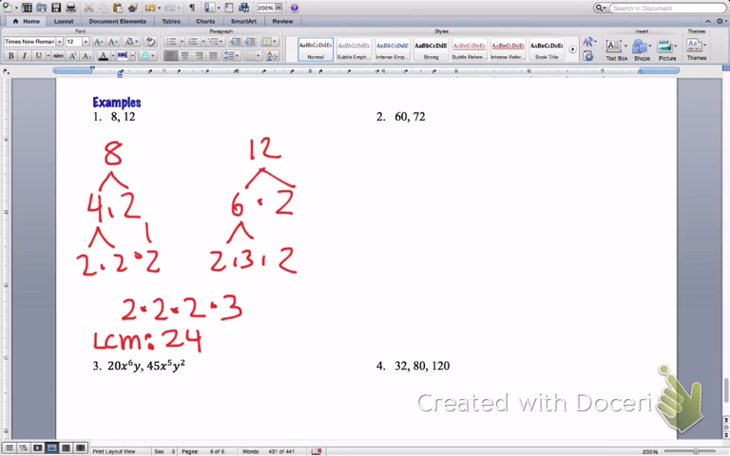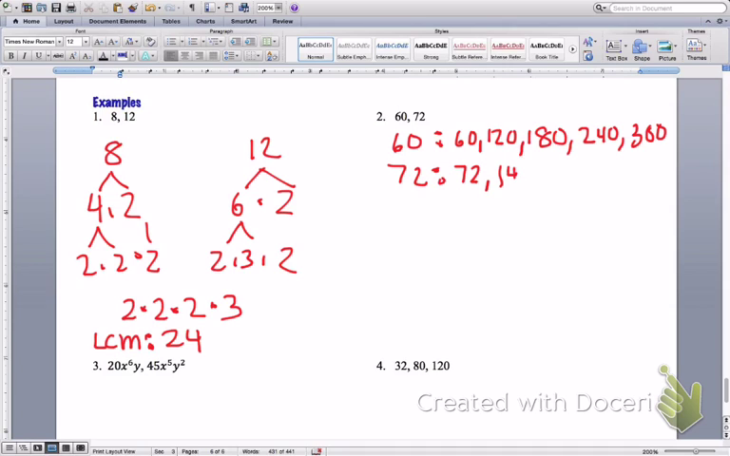Let's go ahead and start with the list method. So I'm going to go with 60 and 72 and start making my multiples of 60. So we have 60, 120, 180, 240, let's see what's next, 300, and so on. We'll stop there. I'm going to do my multiples of 72: 72, 144, 216, 288. And notice that I've written these numbers down and I still don't have a matching pair.